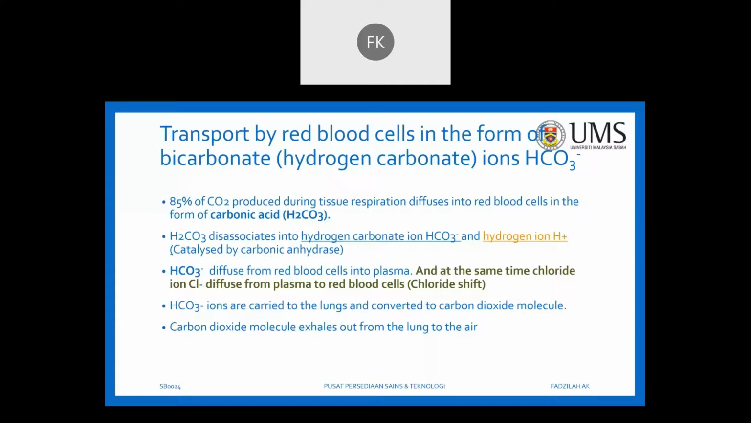the red blood cell. This is known as chloride shift. Okay, and then the hydrogen carbonate ions are carried to the lungs and converted to carbon dioxide molecules, and carbon dioxide molecules are exhaled out from the lung to the air. Okay, this is about 85% of carbon dioxide transported out in the form of carbonic acid.